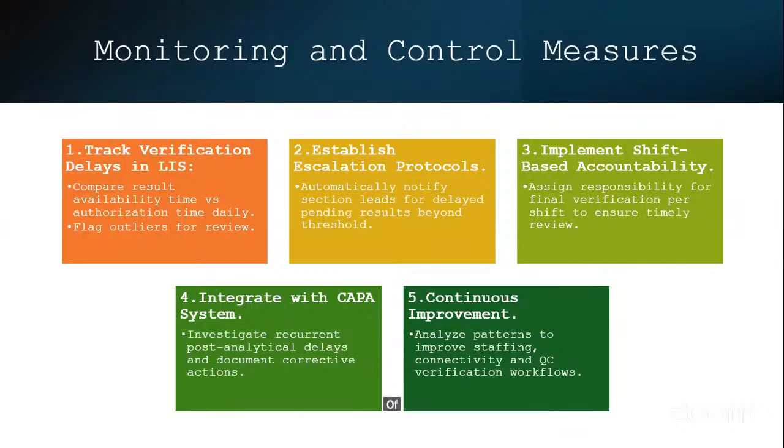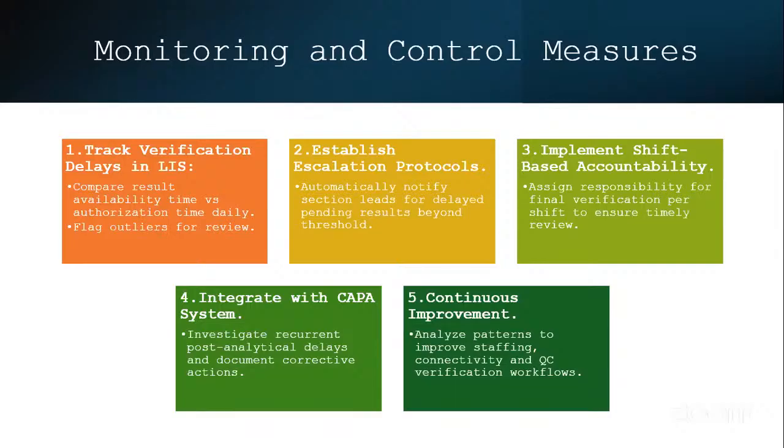Of course, to enhance process improvement, we look at it as integrating with the CAPA system. And when we talk of the CAPA system, this is just a fancy way of referring to corrective action, preventive action. We are saying investigate recurrent post-analytical delays and document corrective actions. Whenever we have recurrent post-analytical delays, kindly do a trend analysis. Find out what is hitting us much, and what actions we can put in place to make sure that we have an active control over the system as such.